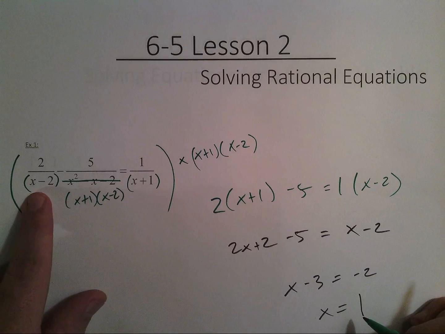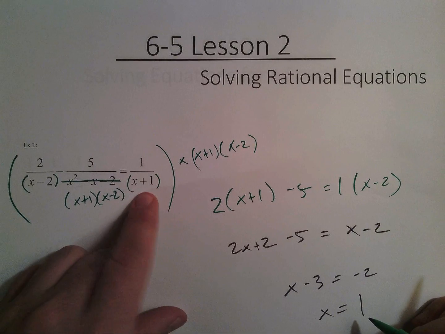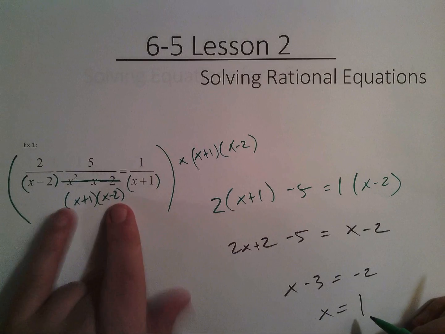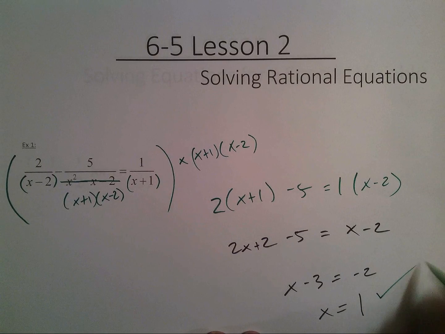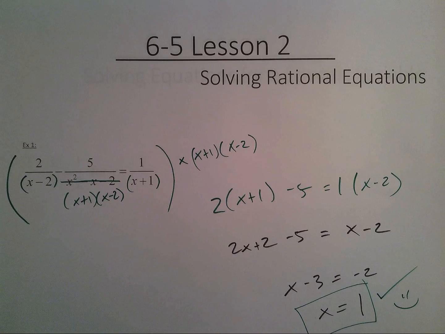If I plug in 1, I would get x minus 2 is negative 1. That's fine on the bottom. As long as it's not 0, we're good. Plug in here. What's 1 plus 1? It's 2. Again, that's fine. Those two are also going to be fine. So, yes, I did the check. X equals 1 is my answer.